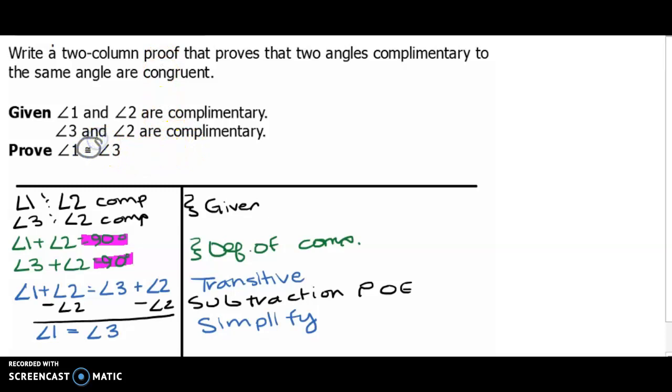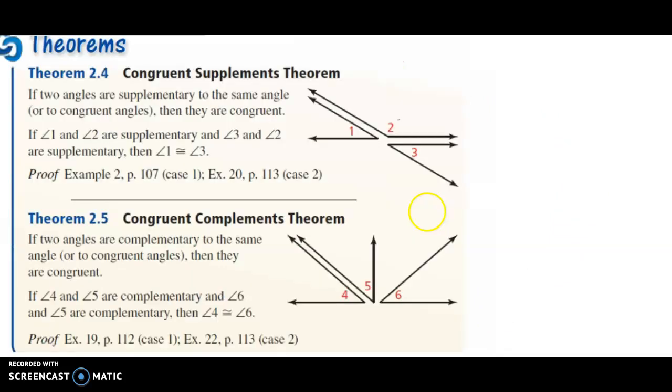We want to know that angle 1 is congruent to angle 3. So what we're going to do is we're going to put down here, angle 1 is congruent to angle 3. Guys, what does congruent mean? It means they're equal. So this is just definition of congruent. And now we are done.